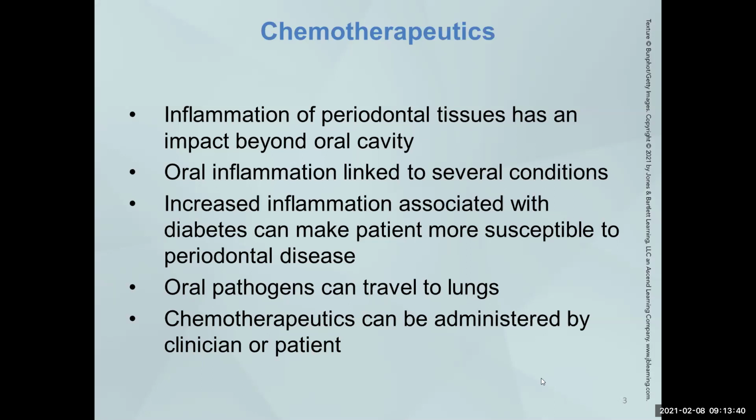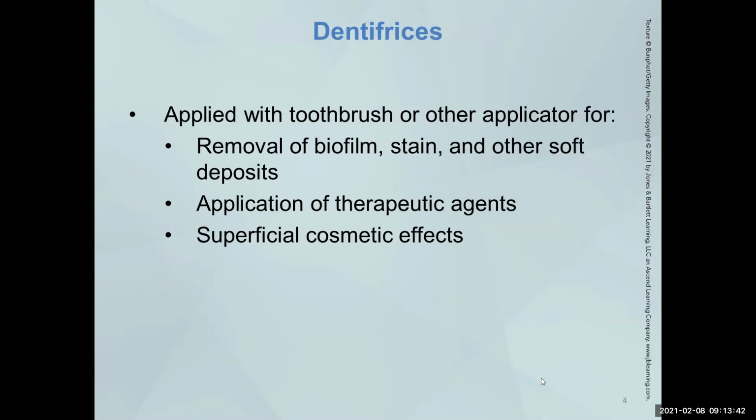So we're going on. Okay, so toothpaste. What's one of the simplest things that the patient can use as a chemotherapeutic agent? It is toothpaste. And what is the primary role of toothpaste? Why are we using toothpaste? It tastes good.